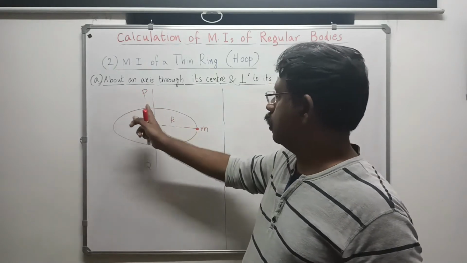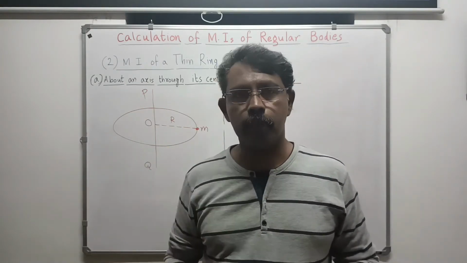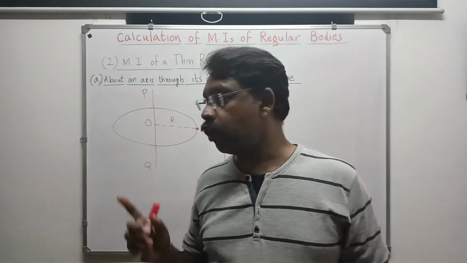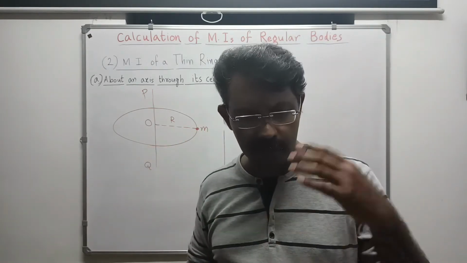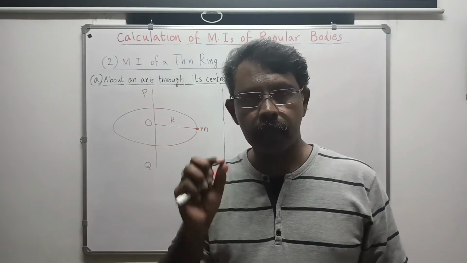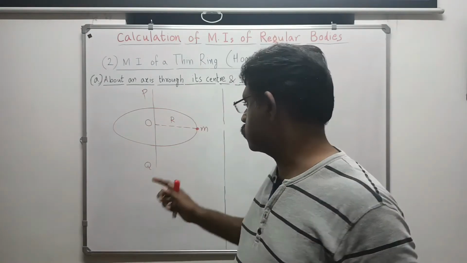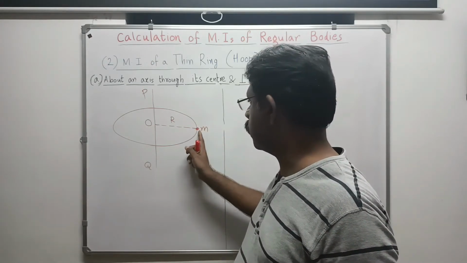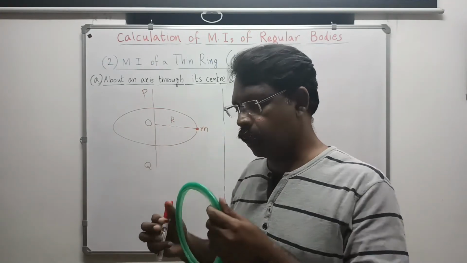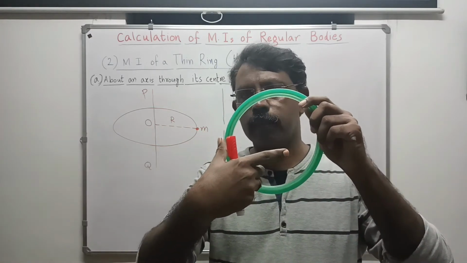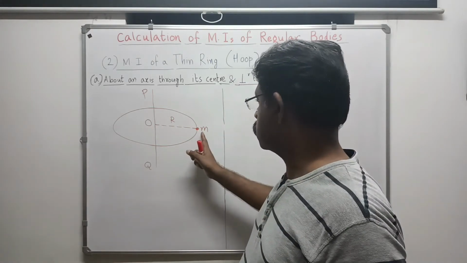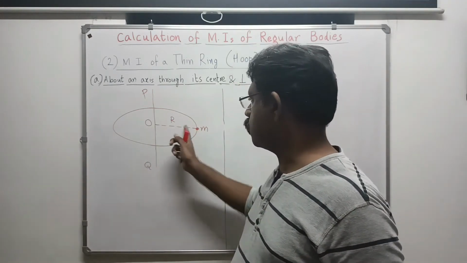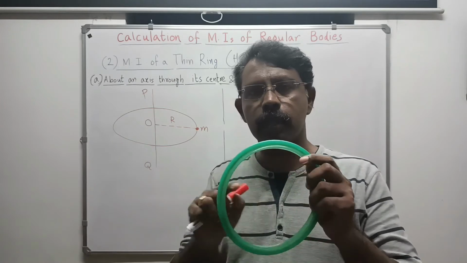Here also we are taking the axis to be PQ. For determining the moment of inertia of the ring about this axis, first of all, just as we did last time, we are considering a small element of mass m here, a small particle or small element of mass m here, and let r be the radius of this ring. So we are considering this particle of mass m, which is at a distance of r from the center, because r is the radius of this ring.